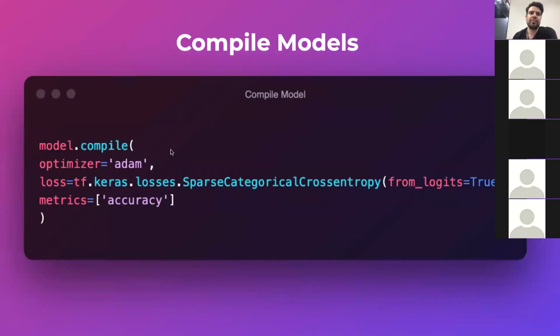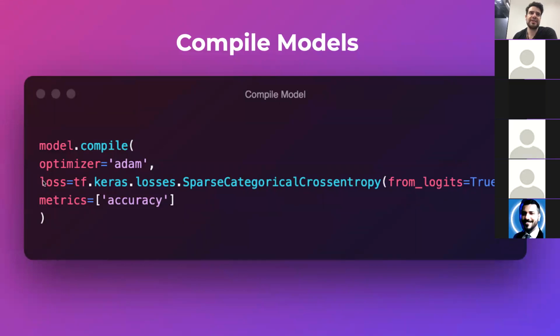And then you compile it. When you compile models, you always pass the optimizer, the loss function that you will need to use, and then the metrics that you want to use to evaluate your model. So we're going to use accuracy to evaluate the model. For the loss, we're going to use sparse categorical cross entropy. So this is what you use when you are doing classification.